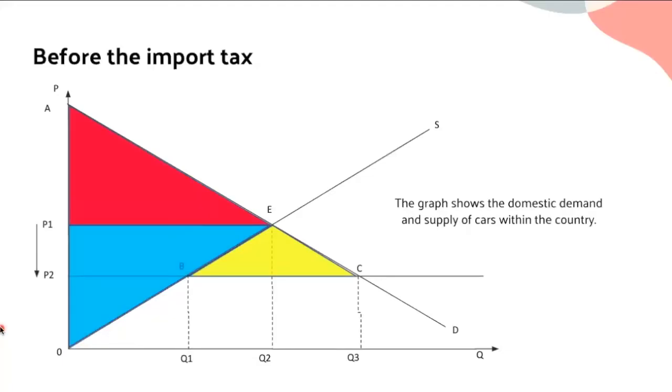Before the import tax graph, the graph shows the domestic demand and supply of cars within the country. It can be explained that before international trade, the domestic equilibrium price is at the P1 point, and the domestic equilibrium quantity is at the Q2 point. With this price and quantity, the domestic consumer surplus is equal to the red triangle area, and the domestic producer surplus is the blue triangle area.